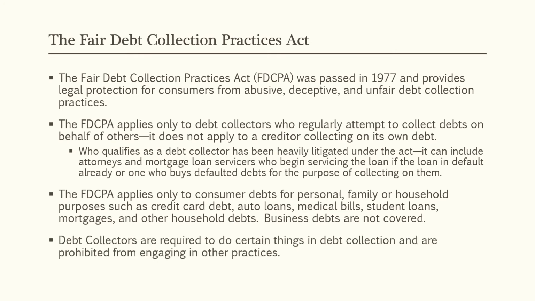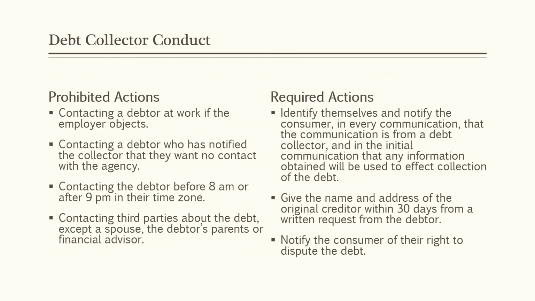Debt collectors are required to do certain things in debt collection and are prohibited from engaging in other practices. On the next 2 slides I've laid out what debt collector conduct is prohibited and what is required. So on this first slide, we'll do some prohibited actions and then we'll go to required actions, the same on the next slide. So for prohibited actions, they cannot contact a debtor at work if the employer objects. They cannot contact the debtor who has notified the collector that they want no contact with the agency. They cannot contact the debtor before 8 a.m. or after 9 p.m. in their time zone. And they cannot contact third parties about the debt except a spouse, the debtor's parents, or financial advisor.